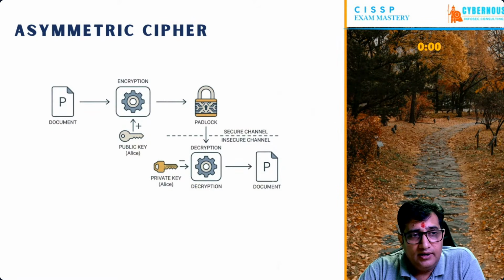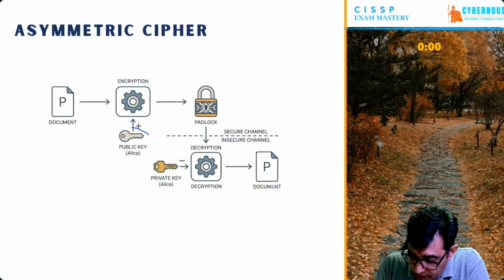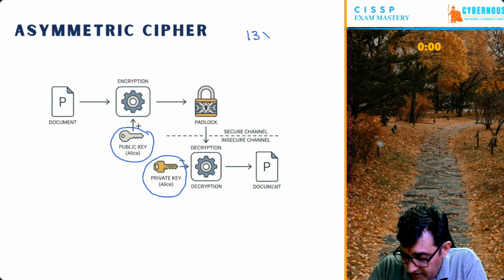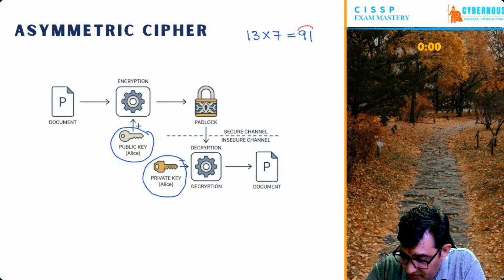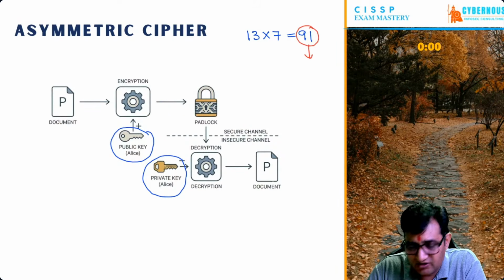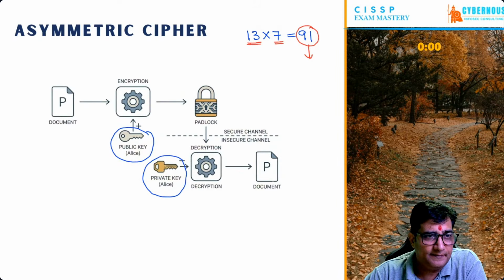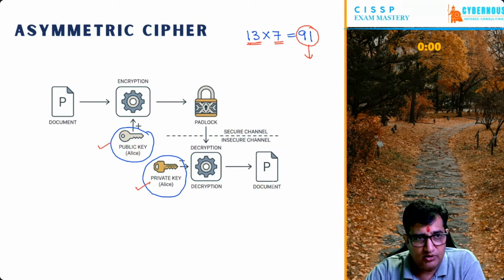Now, let's talk about asymmetric cryptography. In asymmetric, one very important distinction is that we are not going to use a single key, we are going to use two different keys. Just think like 13 into 7 is equal to 91. So first they find a big number, let's say in this case 91, just for the sake of example, and then one becomes the public key, one becomes the private key. So there will be a public and a private key generated for a particular user.